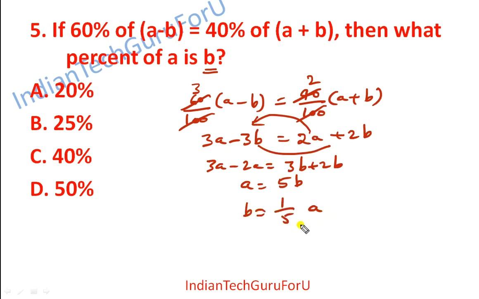So how could we write 1 by 5? We could write it as 20 by 100 A. So what is 20 by 100? 20% of A. So this is what they asked. So the answer is 20% of A.